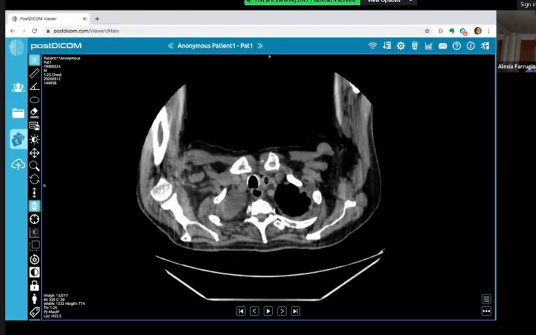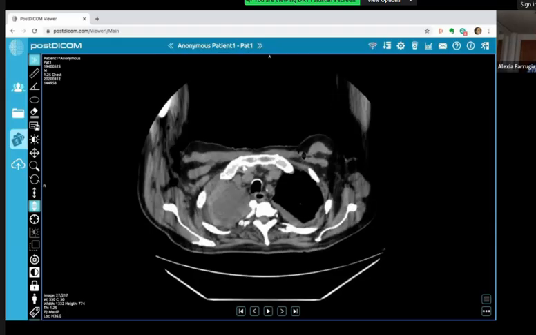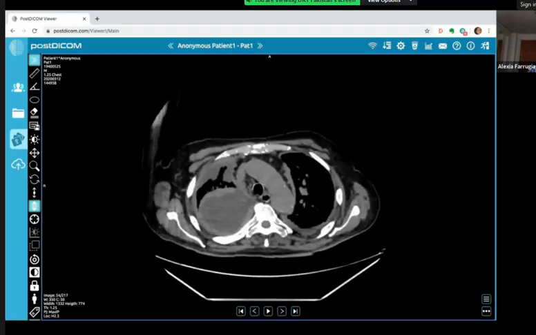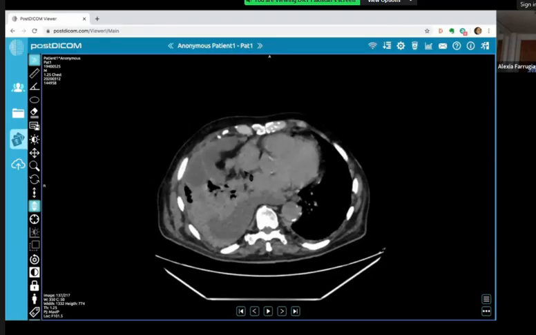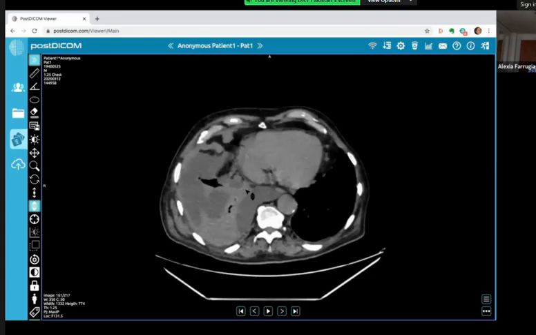So this lady had metastatic papillary thyroid cancer within the right lobe of her thyroid, which was removed. And then she presented acutely short of breath with pleural metastases. Well done.